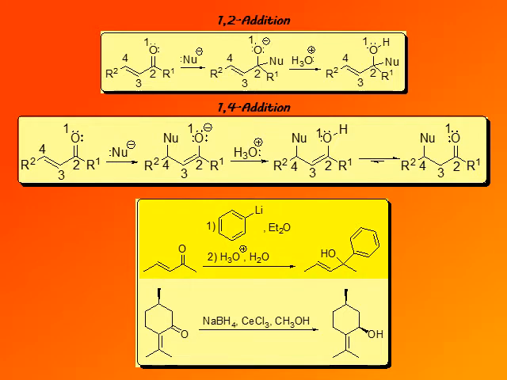Here are some examples of the additions. So here we have an alpha-beta unsaturated ketone. Reaction with phenyl lithium followed by acidic workup results in formation of this alcohol. And that's 1,2 addition. If we want to name this alcohol, this is the trans alcohol, so 2-phenyl, or trans 2-phenyl 3-pentene 2-ol.